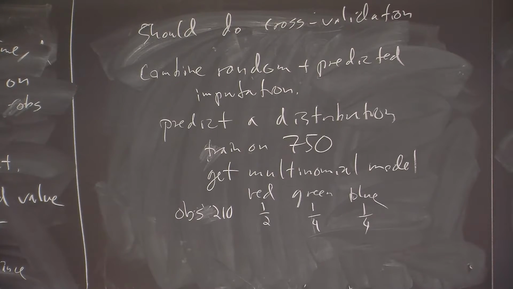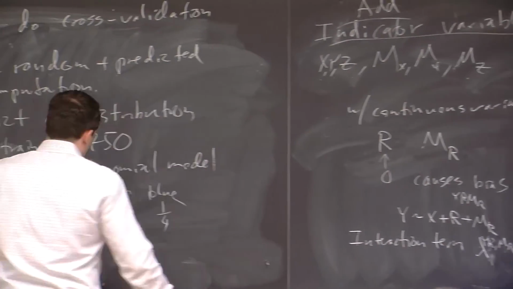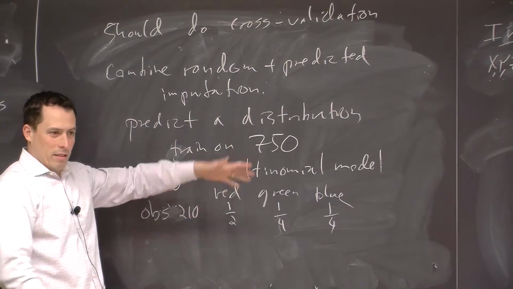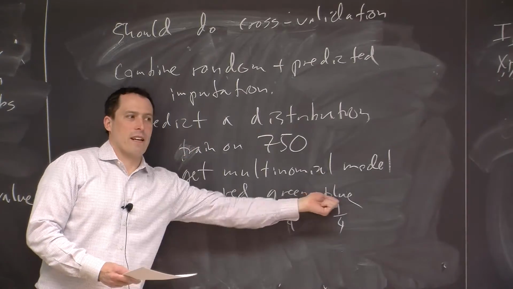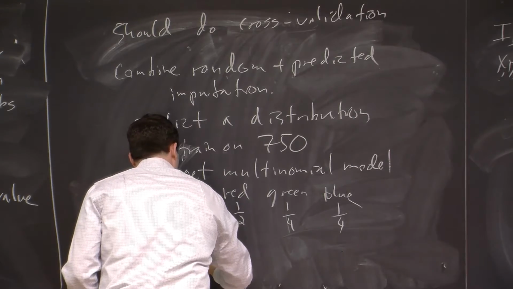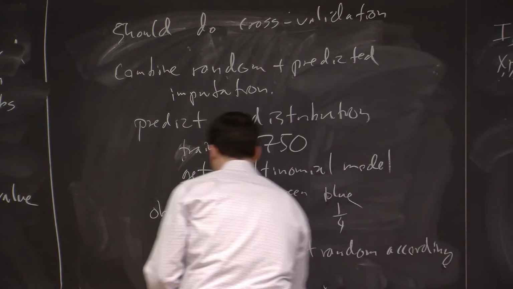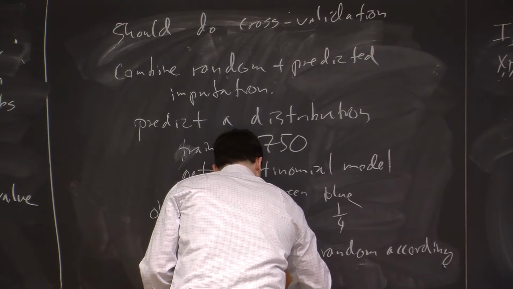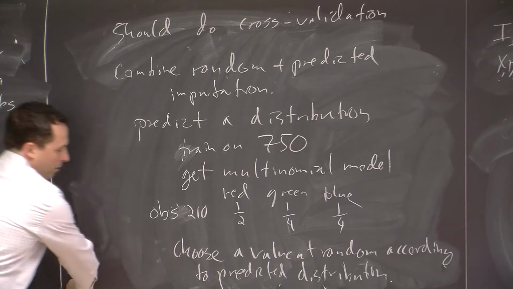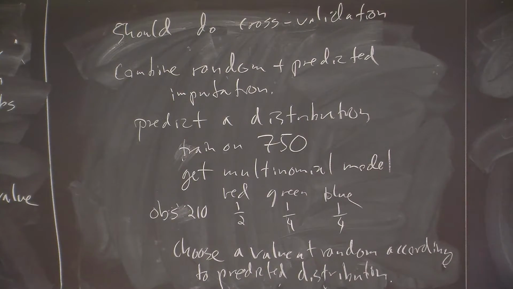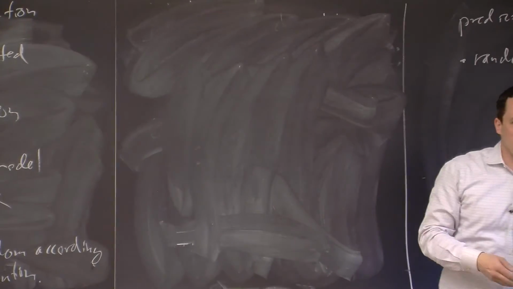Right? So the pure predicted one would just say fill in red for that. This one would not use the distribution based on observation 210, but use the one that's unconditional, right? The one that just marginalizes out everything else. And so this would say, okay, do that, and now choose one of these values at random, according to this distribution. So that's kind of combining the best of both worlds, if you're lucky, in that the predictions reflect what you've learned about the data set from the full examples, but its variation is more realistic.